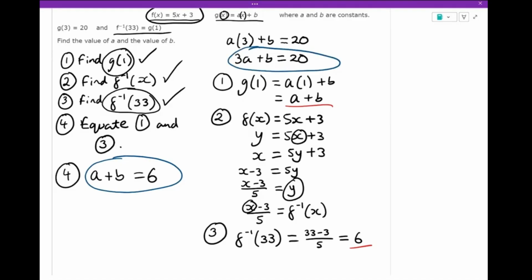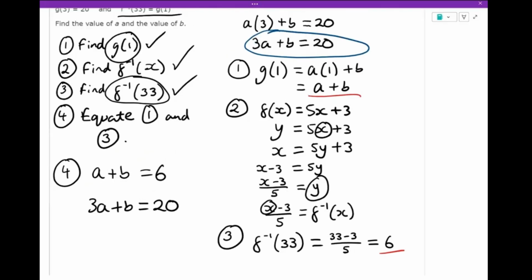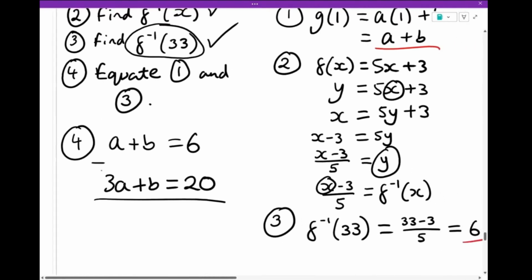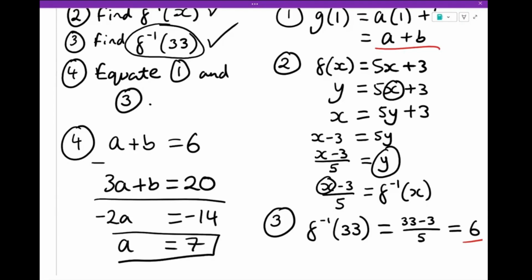So I'm going to write the 3a plus b down here, and that's equal to 20. Now let's try to eliminate a or b. I notice that I have the same amount of b in both equations, so I can subtract. When I do that, I get a subtract 3a is negative 2a, b subtract b is 0b, and 6 subtract 20 is negative 14. I can then divide by negative 2 on both sides, so a is equal to negative 14 divided by negative 2, which is positive 7. So I've got my value for a.